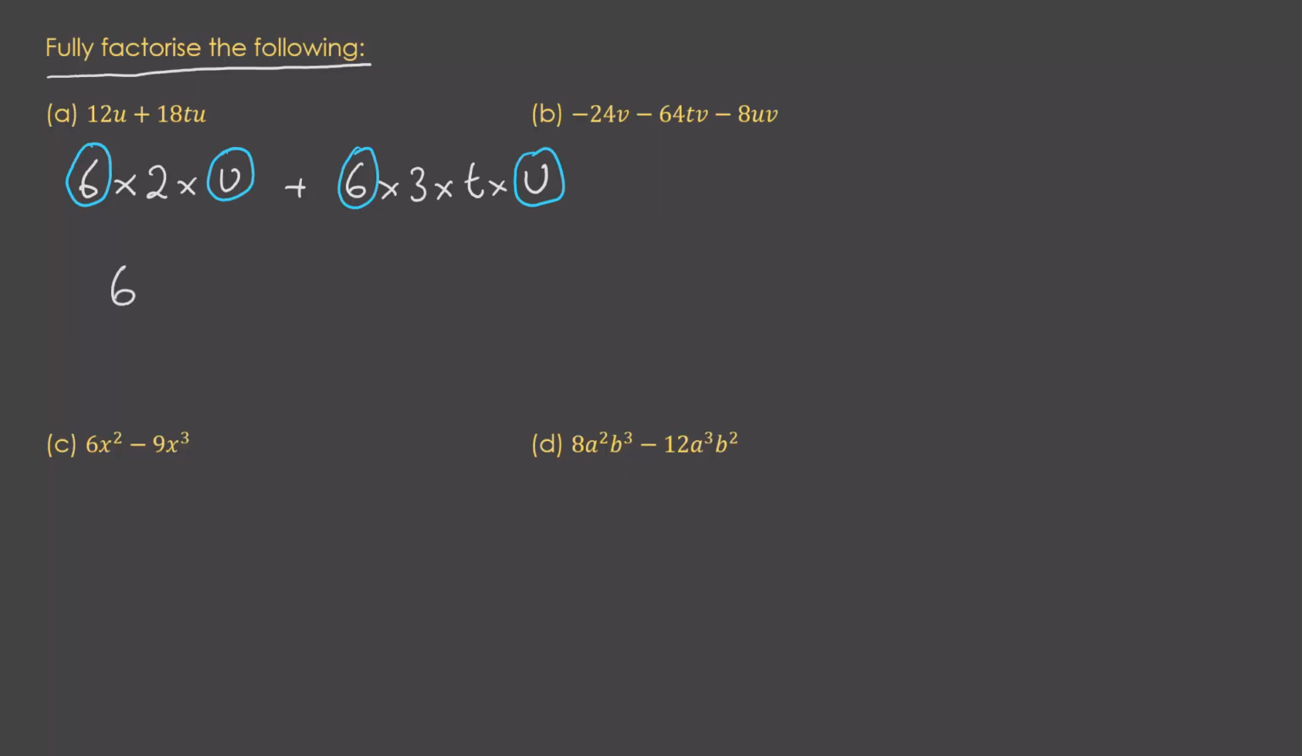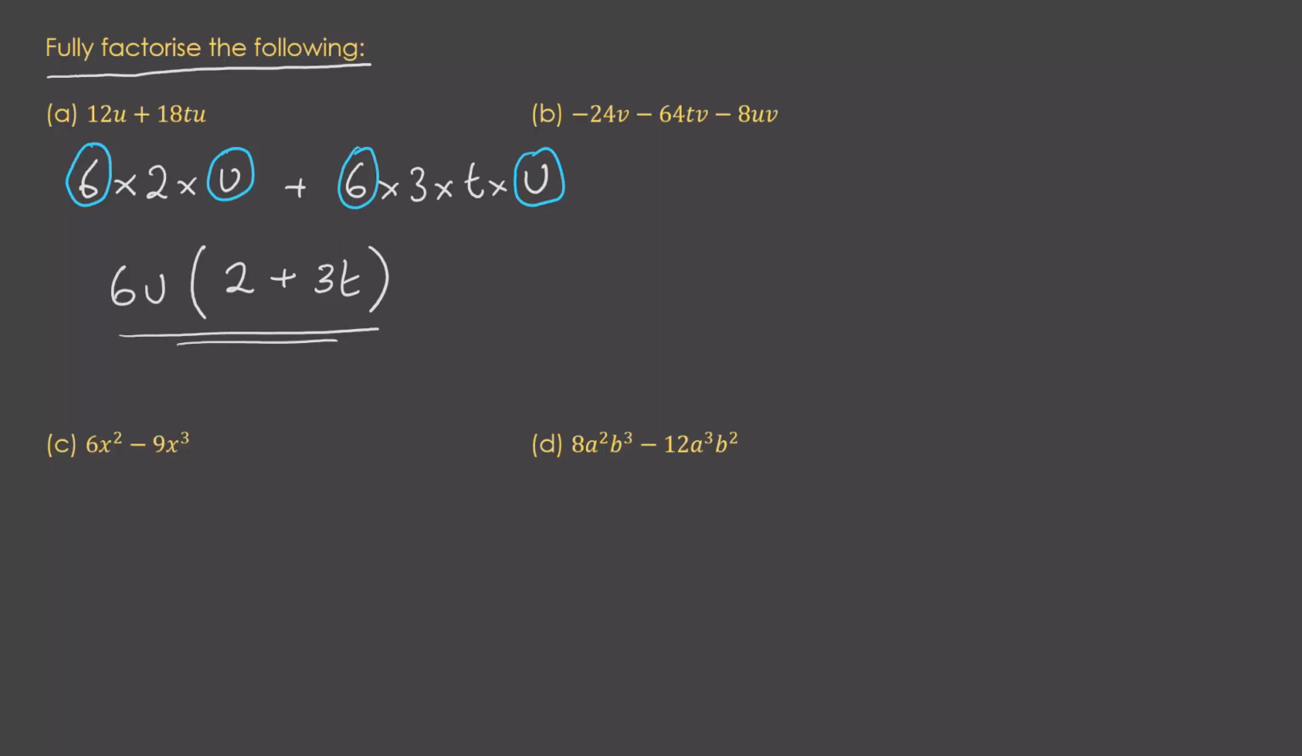So I'm going to write 6u and then open a bracket. In the bracket I'm going to write what's left: the 2, the plus sign and 3t. And that is fully factorised. Now let's look at part B.